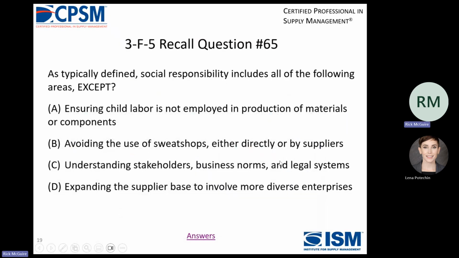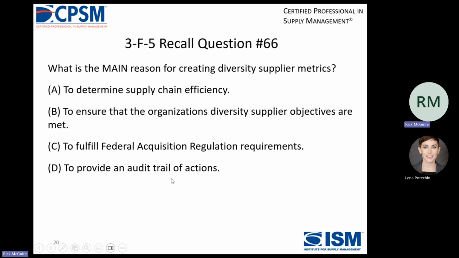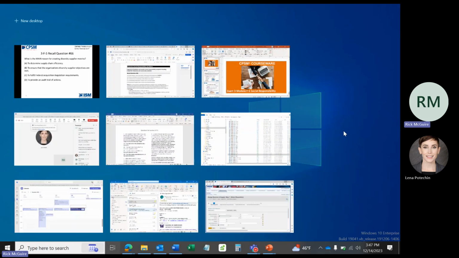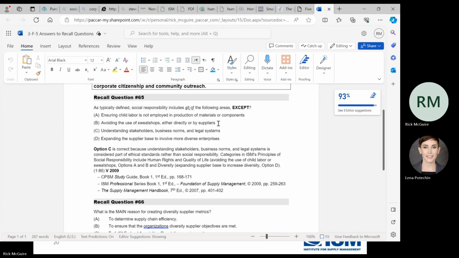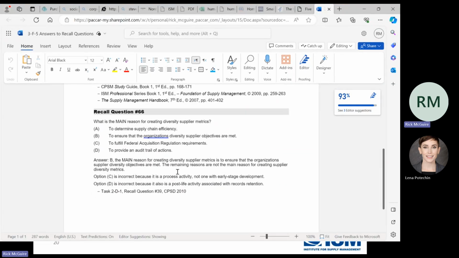All right, one more here. What is the main reason for creating diversity supplier metrics? Take a stab at it. D. Yeah, that's what I would go with. Better be the answer. B it is.